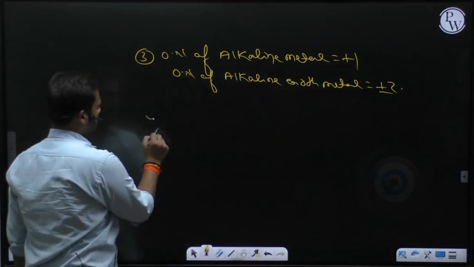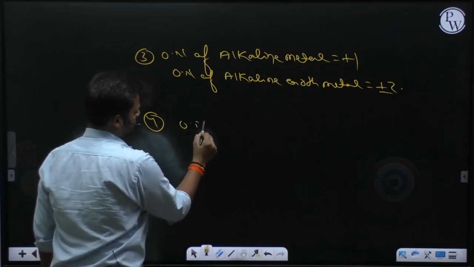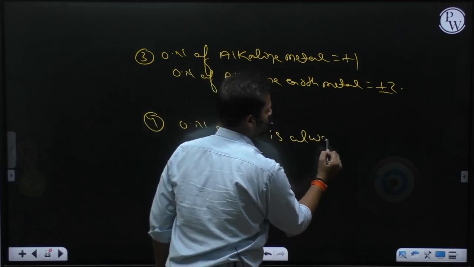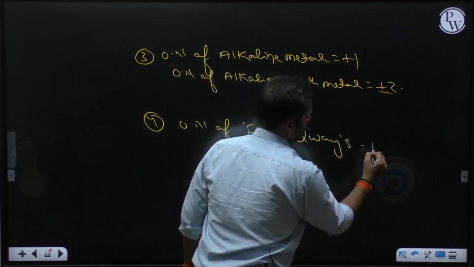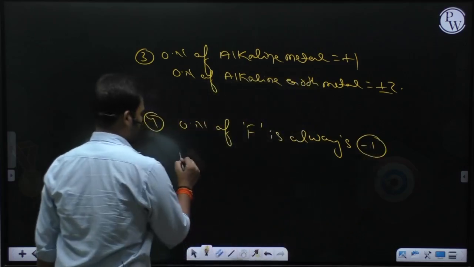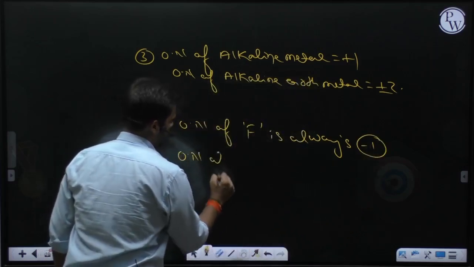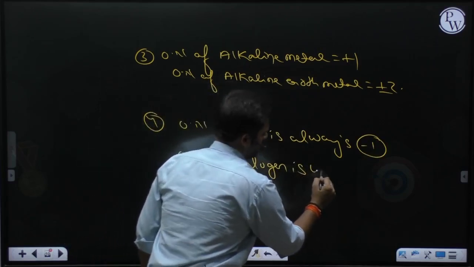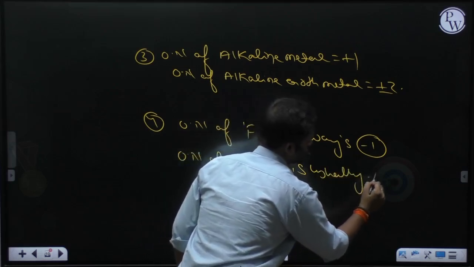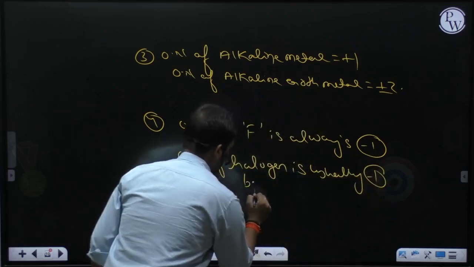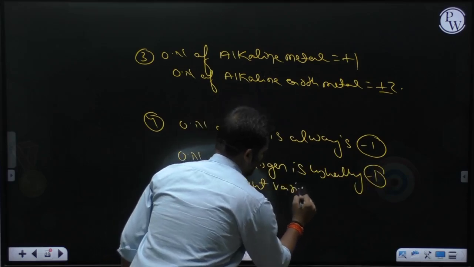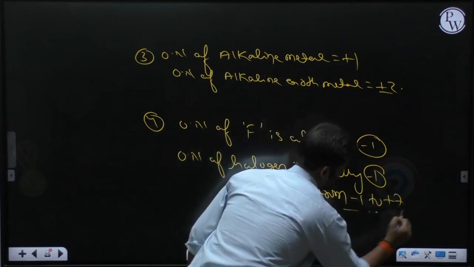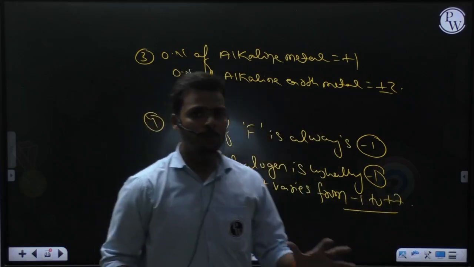Now, rule number 4 is the oxidation number of fluorine. The oxidation number of fluorine is always -1. Whereas the oxidation number of halogens is usually -1, but varies from -1 to +7.